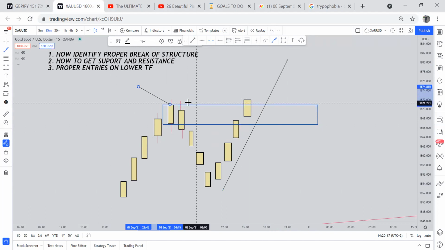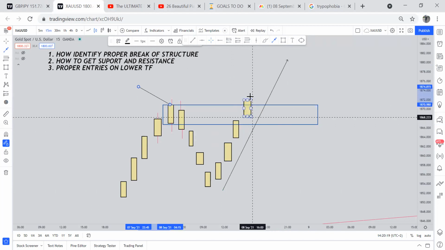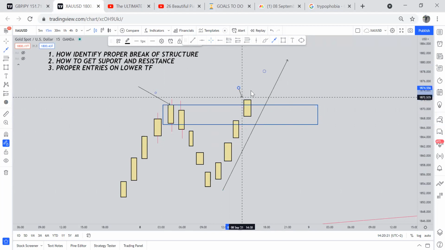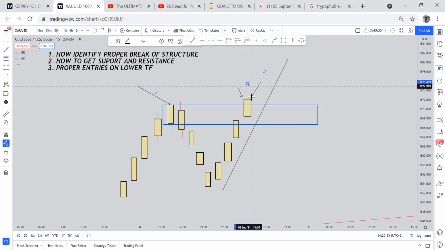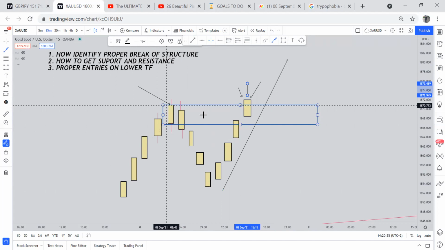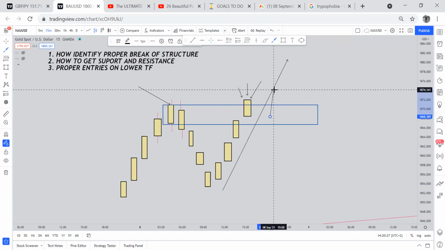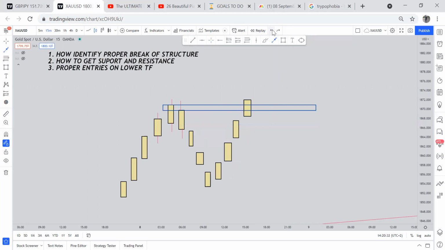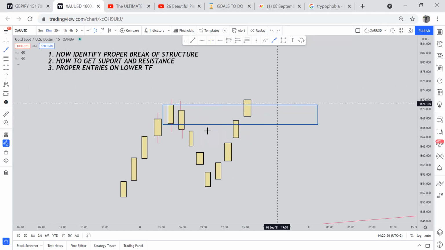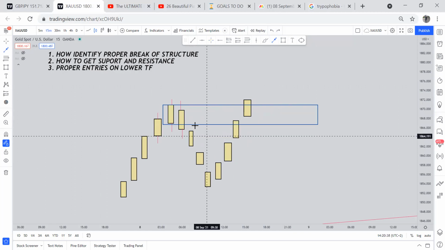So now you can see that this is a proper breakout for me. I wait for the candlestick to close. As you can see, this candlestick closed above the structure, this previous higher high. It didn't just spike up and then come back. It closed above. So for me, that is the proper breakout of structure. Okay. Understand that.